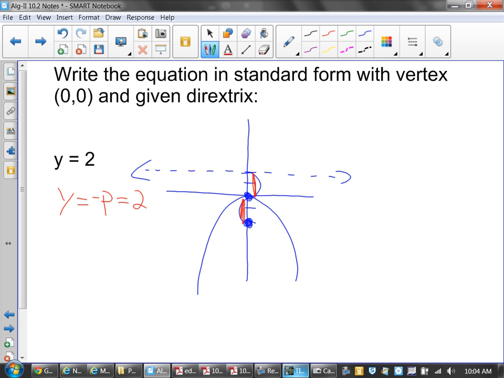Okay. What I've done there is figure out that since the directrix has a y in it, it's an x squared parabola. We've noticed that because it's opening downward. X squared parabolas either open up or down. And since the line was y equals 2, the directrix equation would be y equals -p. So what is the value of p?